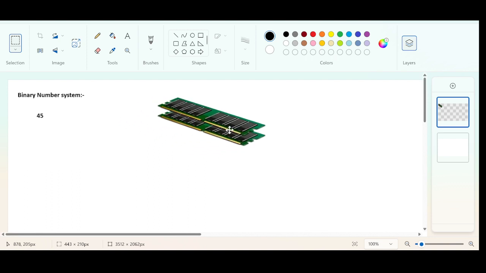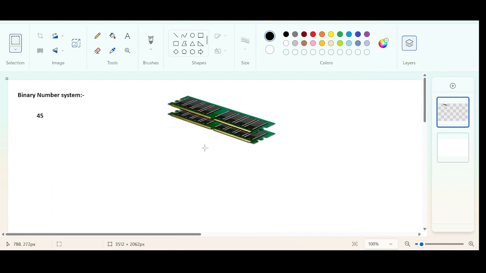This RAM is going to have a lot of transistors. So I just want to store 45 into this RAM. I cannot directly store this inside my RAM. Firstly, I need to convert this 45, a decimal number, into its equivalent binary number. I know you already know the conversion.